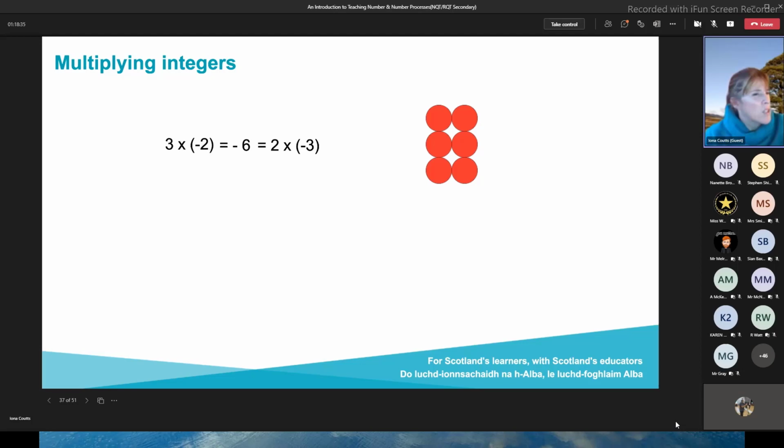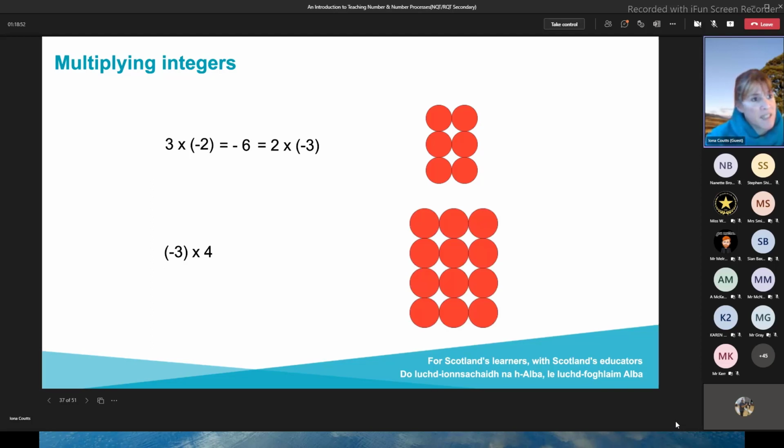So this isn't just it being commutative, this is about the signs of those numbers changing as well. Actually that one array represents 3 lots of -2, but it also represents 2 lots of -3. Same idea here, 4 lots of -3 can be represented in an array like that. We've got 12 -1s, so the answer is -12. And that could also be represented as 3 lots of -4 as well.